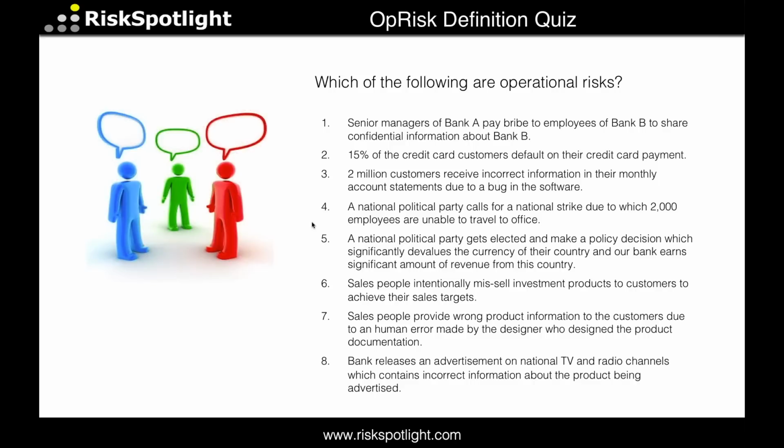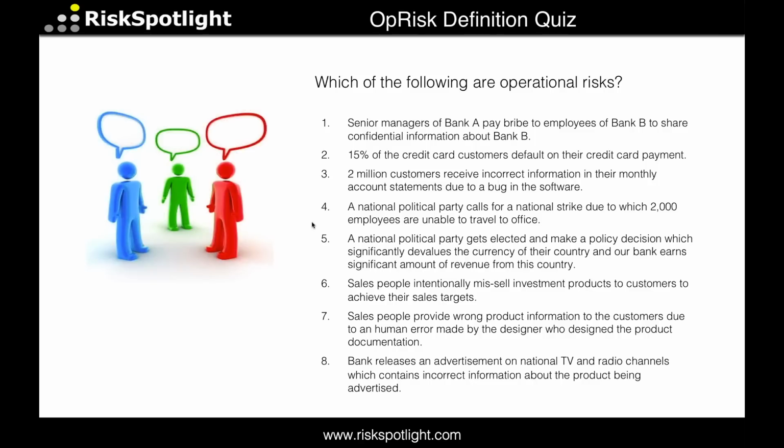Then the third one, okay, people have already started answering. 2 million customers receiving incorrect information. Okay, the third one is yes, because that's where something has now gone wrong in our process that we send these statements, and either something is wrong in our process, or if we use an IT system to send that statement, there is some bug or defect in that IT system. So that's definitely an operational risk. What about the fourth one?